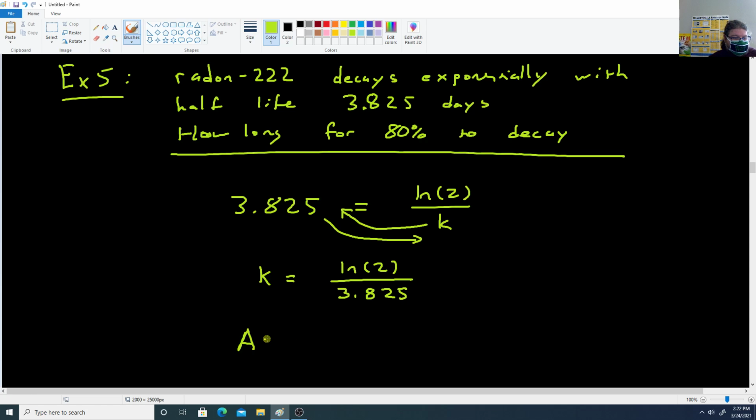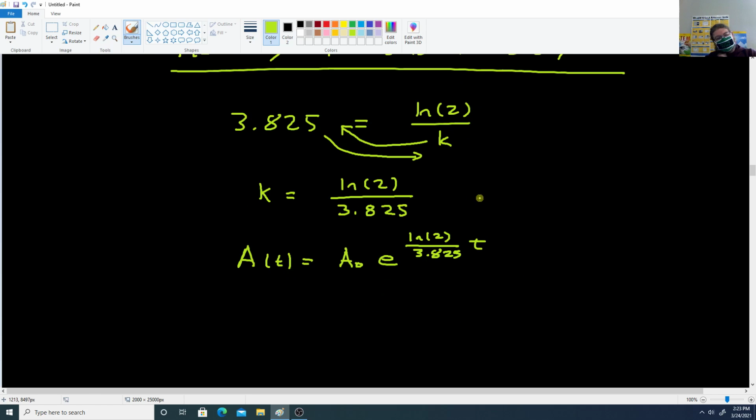So the amount still radioactive will equal the initial amount, e to the natural log of 2 over 3.825 times t. So I'm using this in my radioactive decay equation. I'm using this for the k value in there. I say that should actually be a negative value, because it's decay. So yeah, this should be a negative there. Since it's decay, we use the negative of the k value.